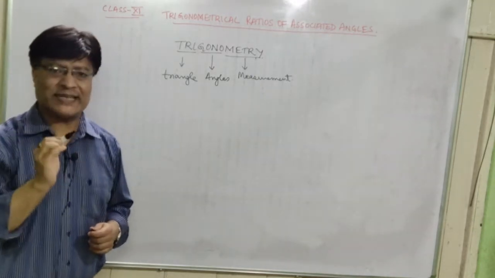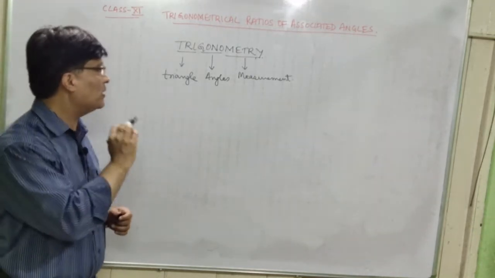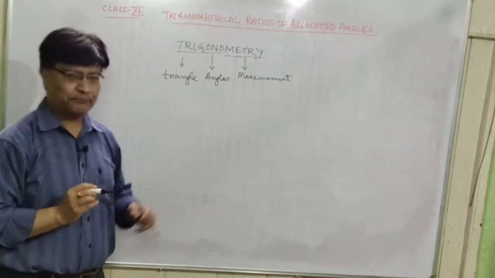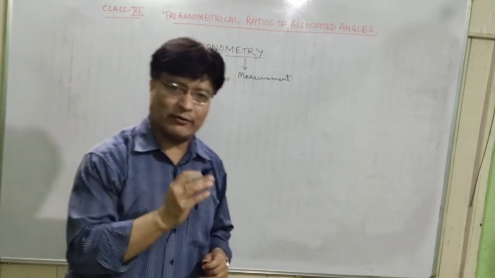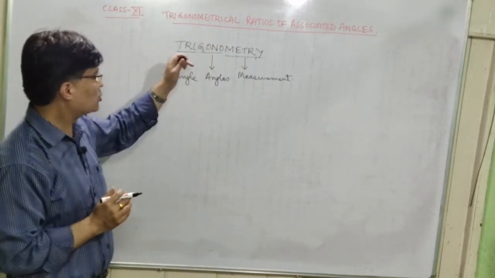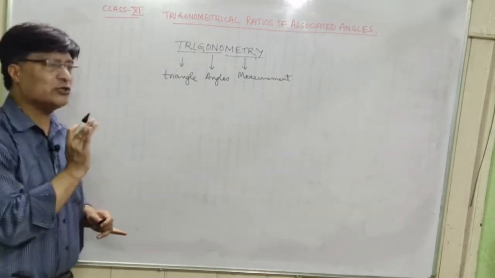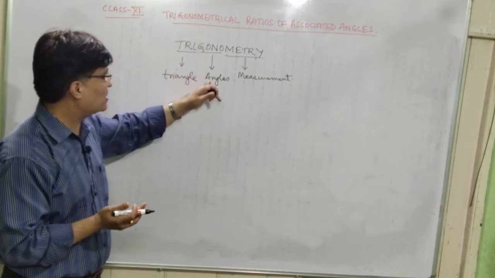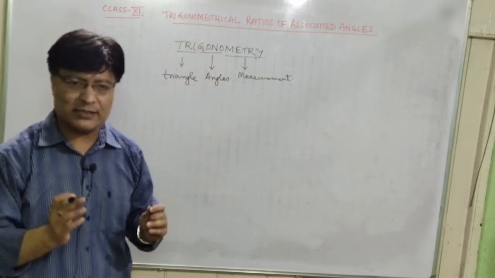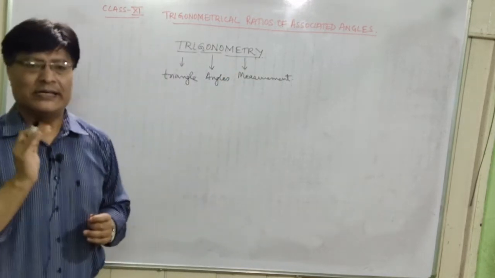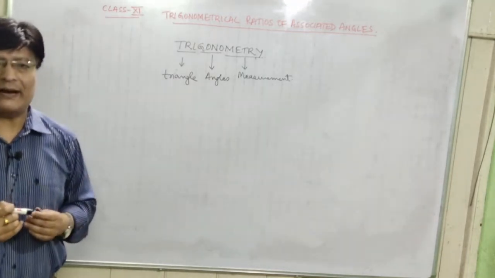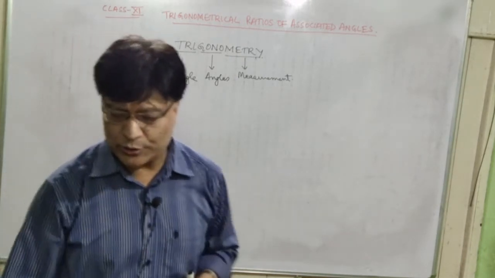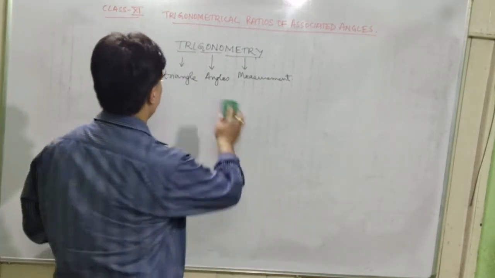So especially we take a right angle triangle in order to measure angles of a triangle. Let us take here a right angle triangle. So trigonometry means measurement of angles of a triangle. Tri means triangle, gono means angles, and metry means measurement. Especially in trigonometry, we take a right angle triangle. Okay. So now let's start these trigonometrical ratios of associated angles.